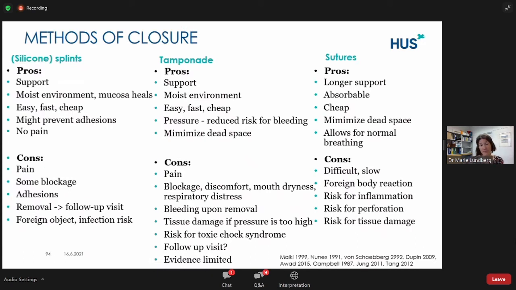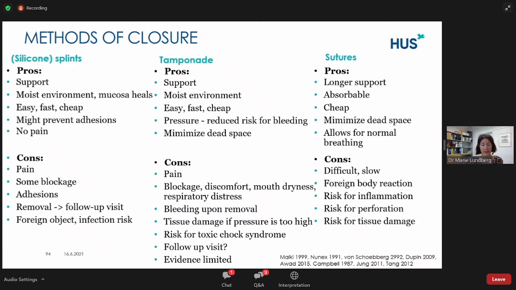I looked up a little bit about the literature on methods of closure. The splints give a lot of support, and they give a moist environment. They're easy, fast, and cheap. Some studies say that they prevent adhesions, but others say that they create adhesions. Some say the patients have no pain. Some say that they have some pain.